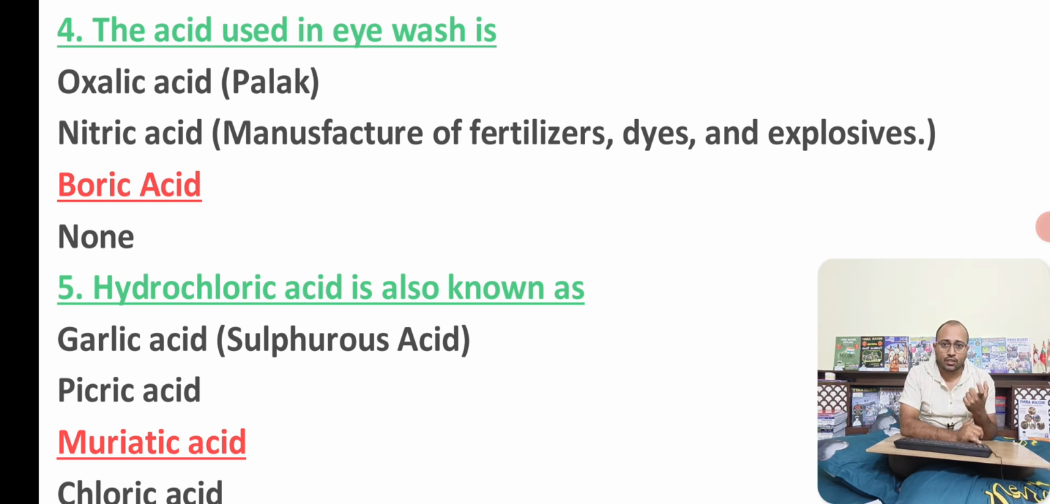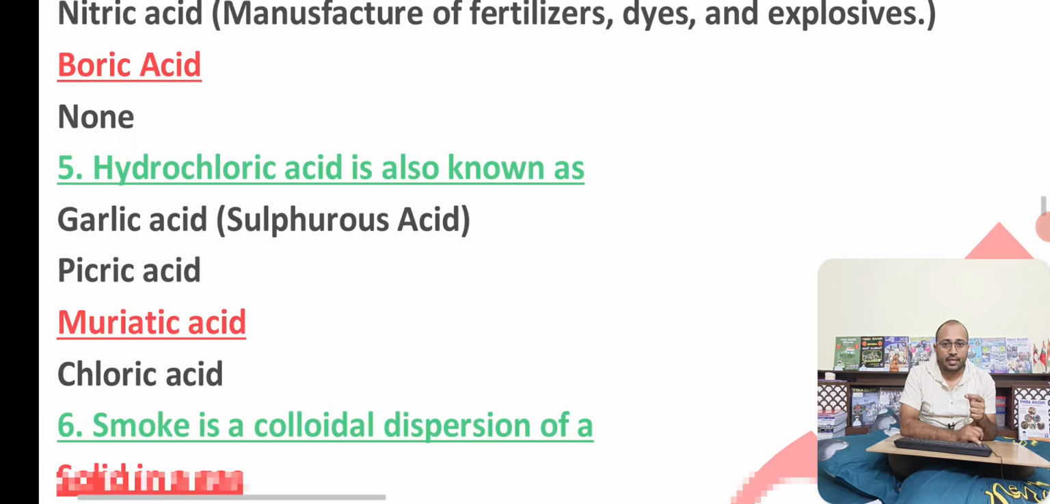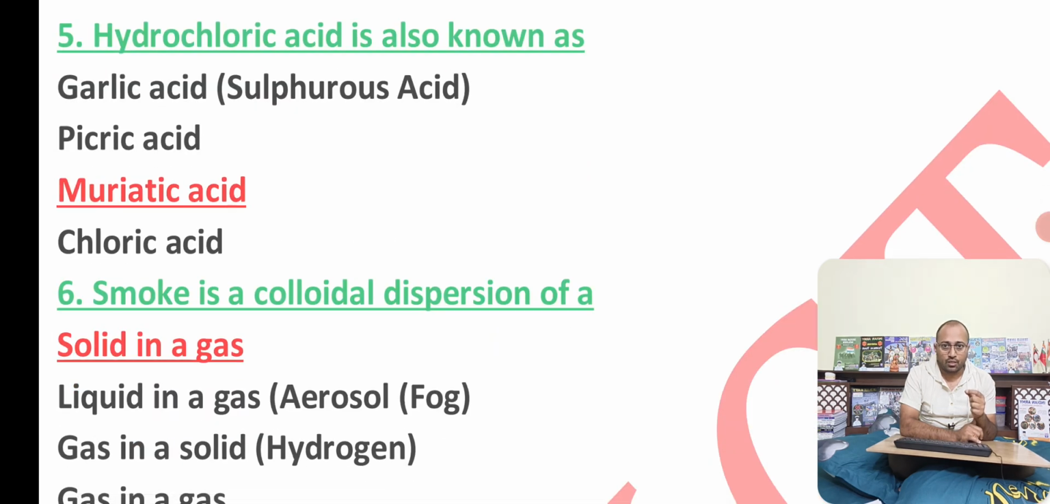Nitric acid, HNO3. Normally nitric acid is used in the manufacture of fertilizers, dyes and explosives. You should know about trinitrotoluene, trinitrobenzene. So these are all examples of explosives like RDX in which nitric acid is used. The chemical formula of nitric acid is HNO3.